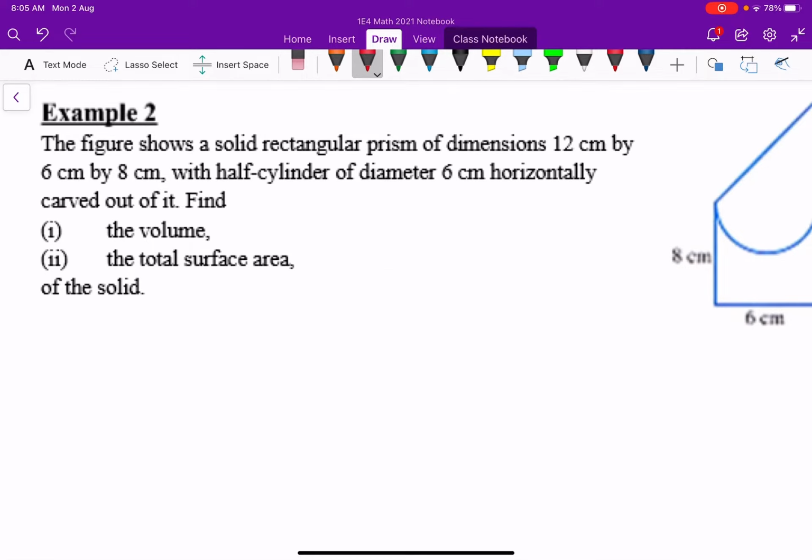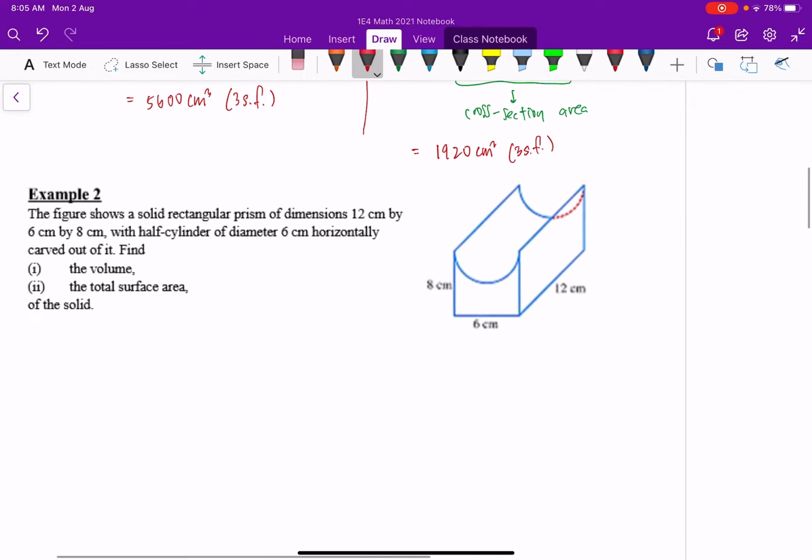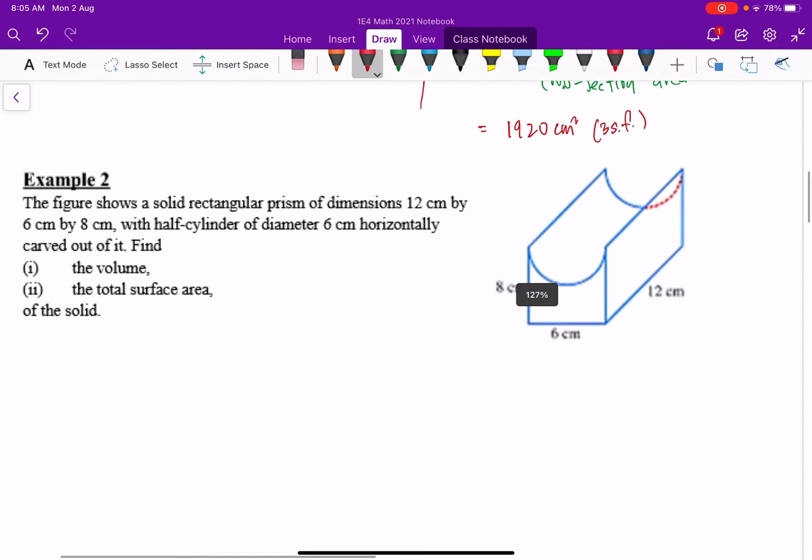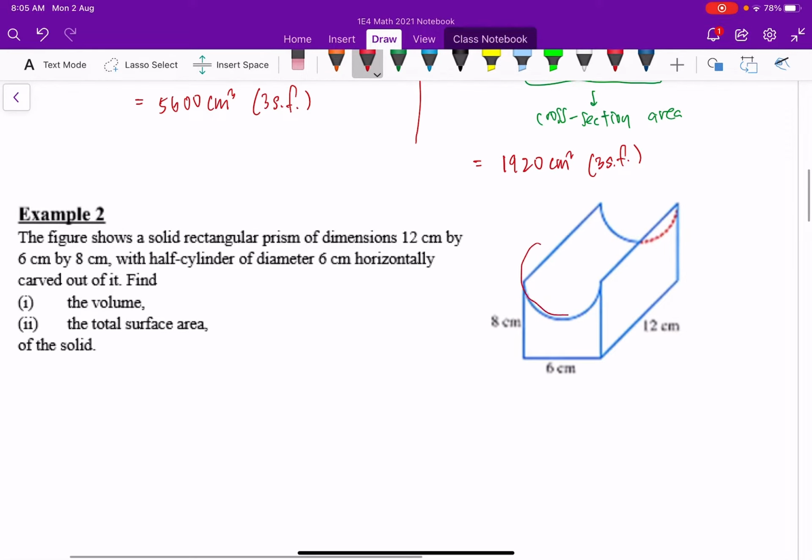The figure shows a rectangular prism of dimension 12 cm by 6 by 8 with half a cylinder of diameter 6 cm horizontally carved out of it. So rather than putting in a cylinder here, they actually cut the cylinder away from this shape. Number one, they ask you to find the volume. To find the volume of this, we need to minus away the volume of the cylinder, but it's not the entire cylinder.